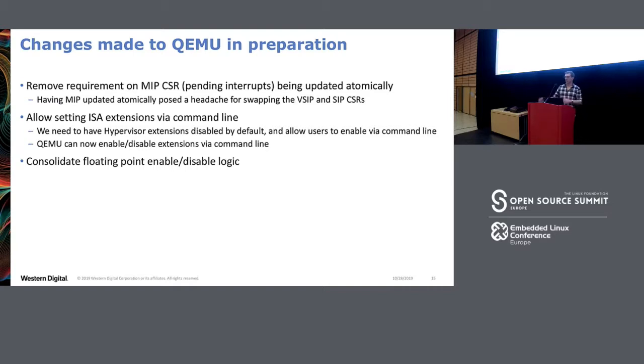So some things have already gone in and had to be made in preparation for QEMU. The MIP CSR, which is the overall global pending interrupt CSR, used to be updated atomically. This is because you have your CPU running, but other CPUs could generate IPIs into your CPU, and you didn't want it just changing, not being overridden and information being lost. But updating that atomically is a real pain when you're swapping your registers all the time, so it just gets a headache and prone to bugs.